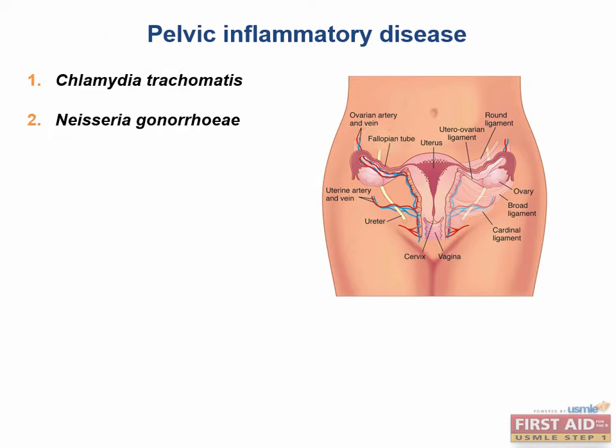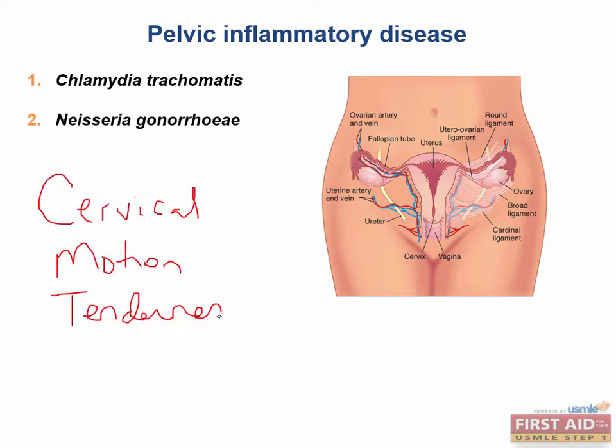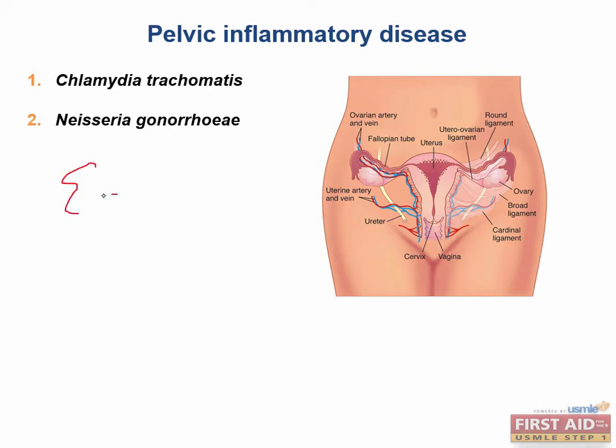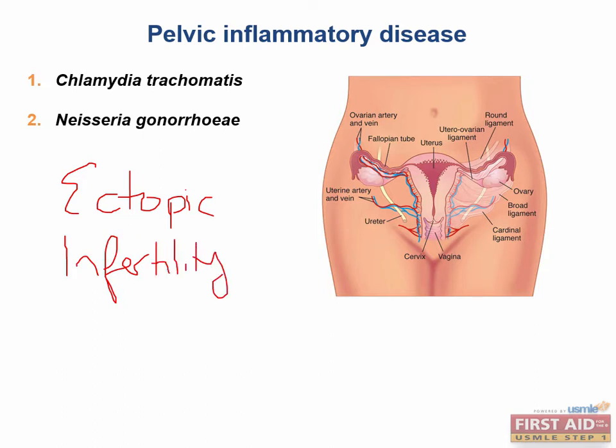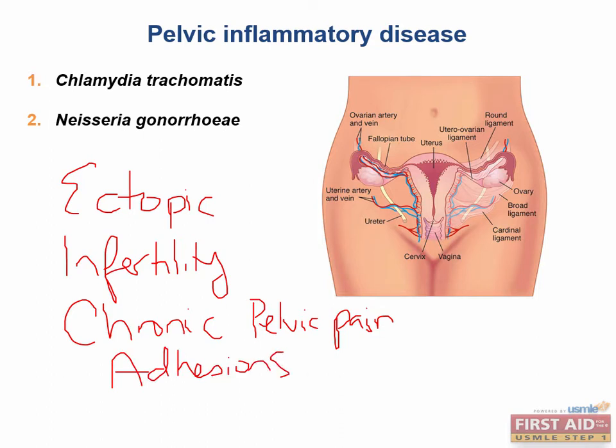Pelvic inflammatory disease is characterized by cervical motion tenderness. Also, we typically will see a purulent cervical discharge, but sometimes we won't even see that. If things get even worse, infection of the fallopian tube can lead to scarring and fibrosis, which leads to an increased likelihood of an ectopic pregnancy. It can actually lead to infertility, chronic pelvic pain, and adhesions. This is why it is extremely important to screen patients for chlamydia and gonorrhea once a year and to make sure they are properly treated.